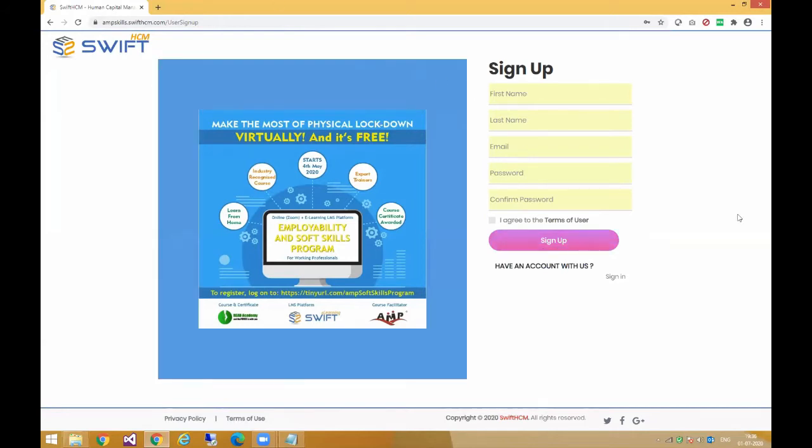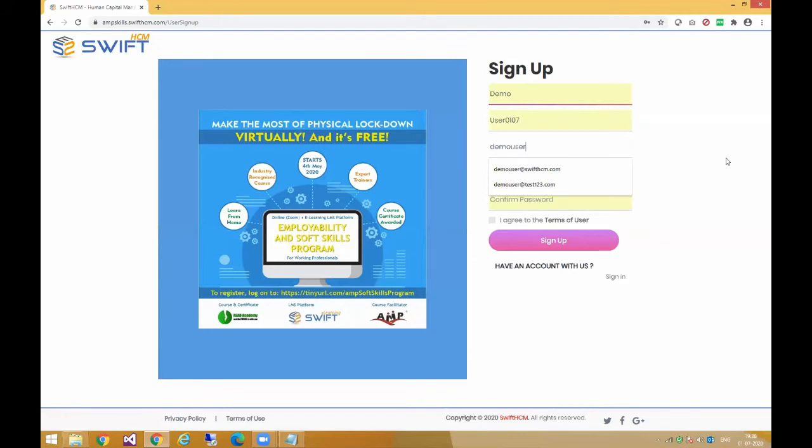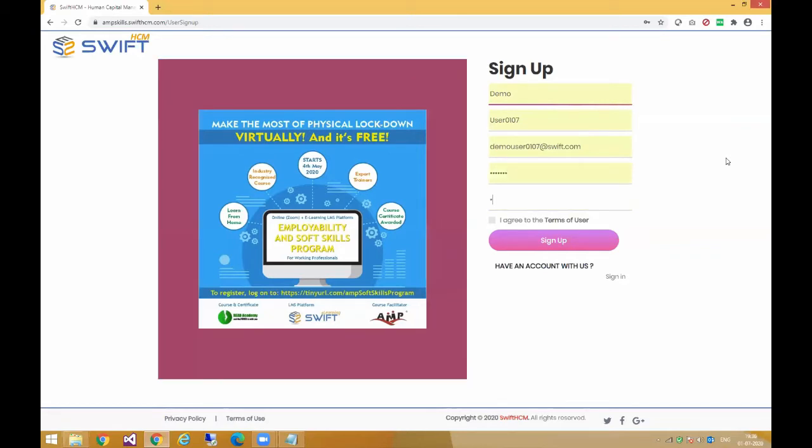Let me quickly do it. I would just do a demo user right now, demo user 0107, and demo user 0107 at swift.com. Your email ID is your login ID. So please make sure that the first name and the last name you're entering are right. And you give a simple password that you can remember. Once you give that, agree and sign up. So it's a free sign up.